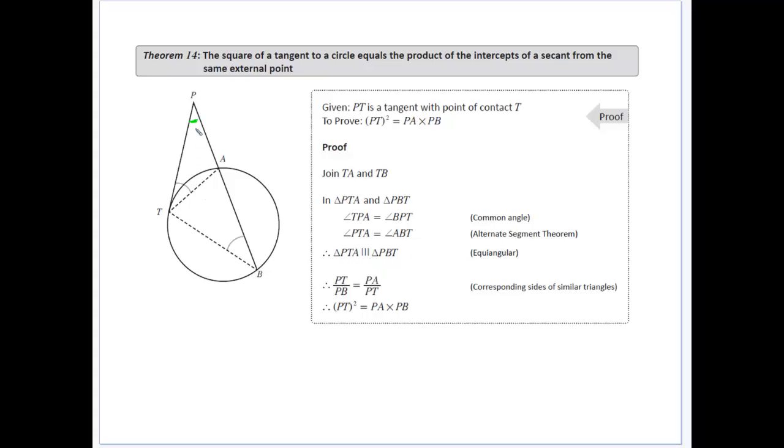You've got two angles in one equal to two angles in another. So you look at where the angles are common: PT on PB would equal PA on PT, because they're in the same triangles as well. Therefore, you can rearrange that to get PT squared equals PA times PB. So there's the third one: the square of the tangent to a circle equals the product of the intercepts of a secant from the same external point. So PT squared equals PA times the whole secant PB. So there's the three theorems. That's the last of the theorems.